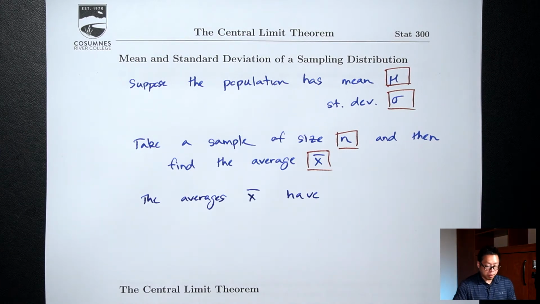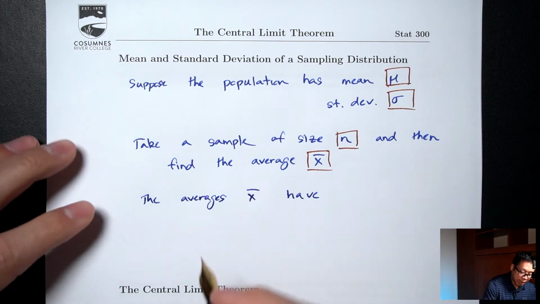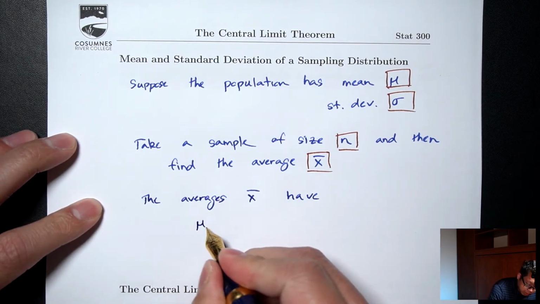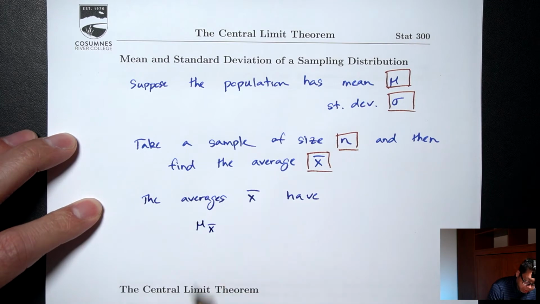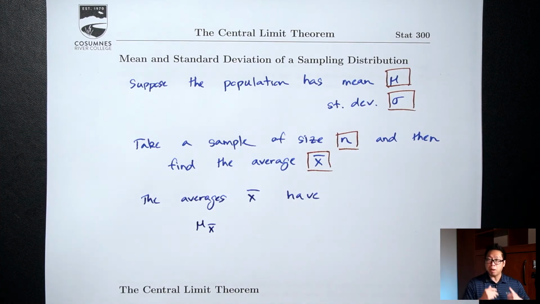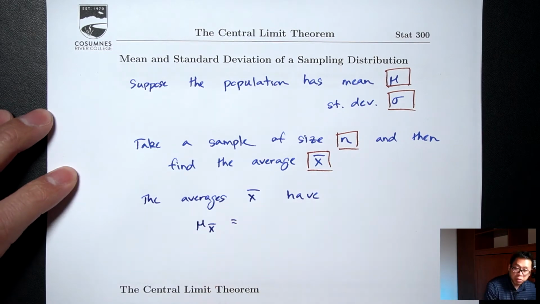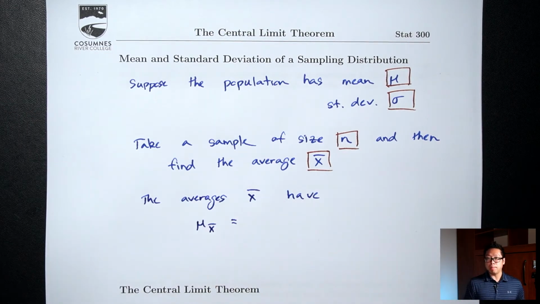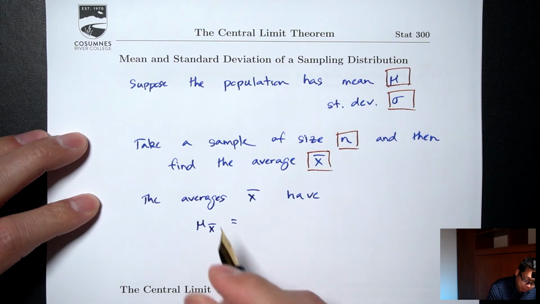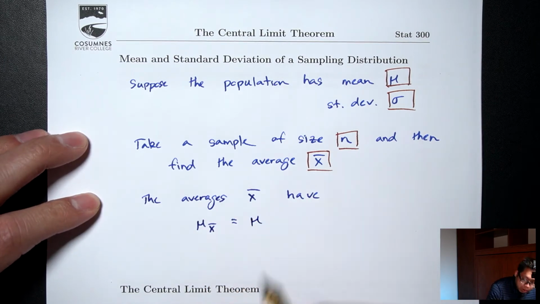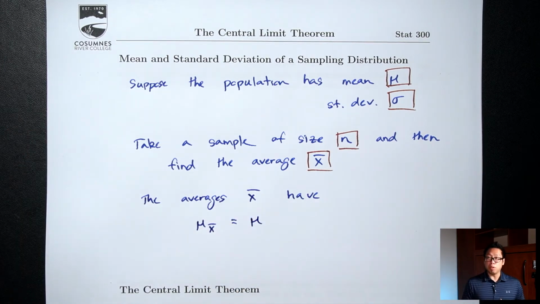So these averages have a mean. I'm going to write this as mean sub x bar. So this just refers to the mean of the bottom picture. So the mean of the bottom picture was always the same as the original population. Okay, so the mean of the bottom picture is the mean of the original population.